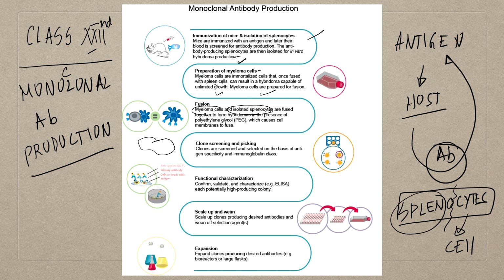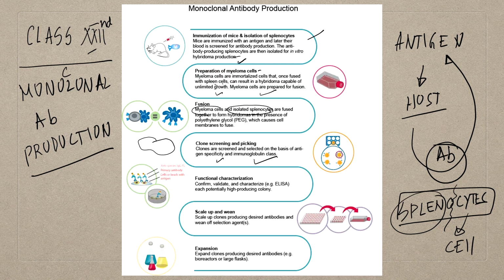Now, clone screening and picking. Clones are screened and selected on the basis of antigen specificity and immunoglobulin class. Antigen specificity means which particular antigen they are neutralizing. So, you know that this particular clone is working in that direction. Now comes the functional characterization, where you confirm, validate and characterize, that is ELISA, each potentially high producing colonies. So, there are multiple colonies which are produced. So, you have to check for the fidelity in terms of confirmation, validation and characterization.